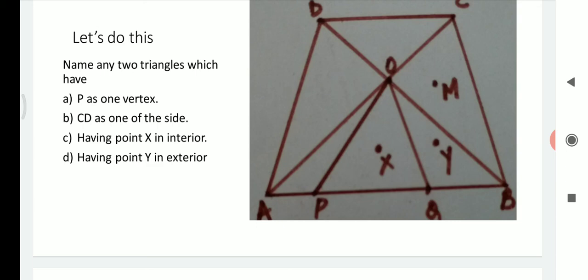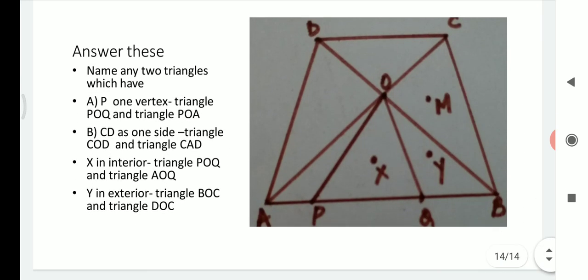Now the next, having point Y in the exterior. Y should be outside. POQ, right? COD, Y is outside that too, AOD, outside that too, AOP, outside that too, COB, outside that too. There are so many triangles. I can write any two triangles in which Y is in the exterior, right? Let me show you. Name any two triangles. P as one of the vertices, POQ and POA. I can write any other one also, right? CD as one of the sides, COD, CDA, CDB, so many.